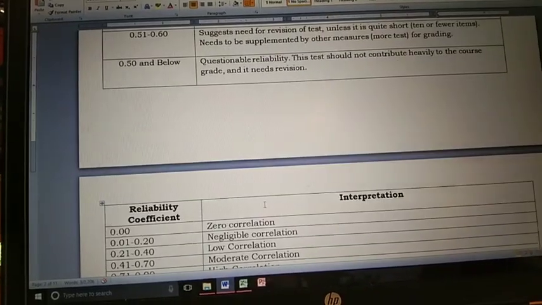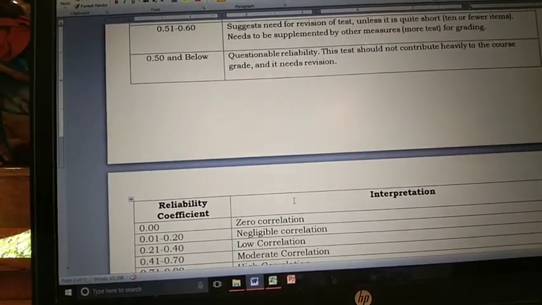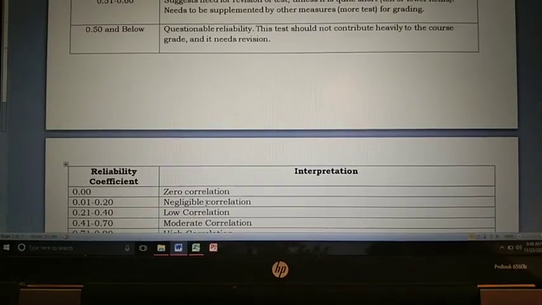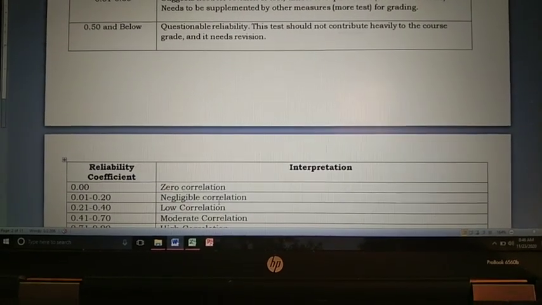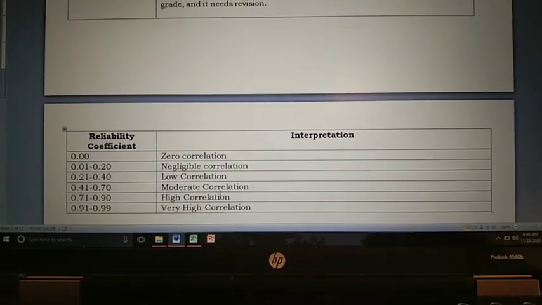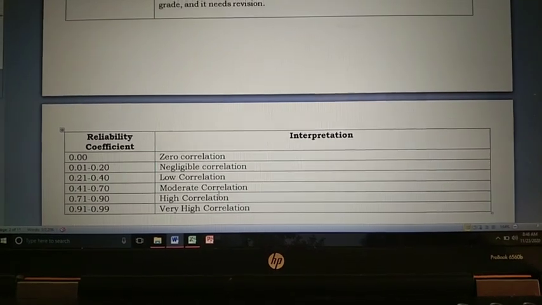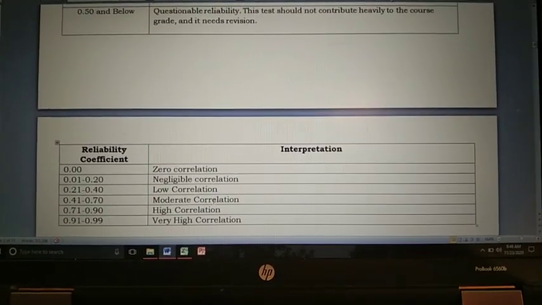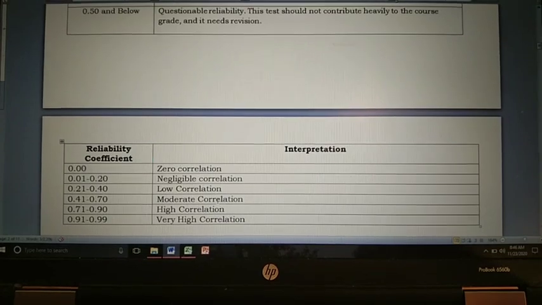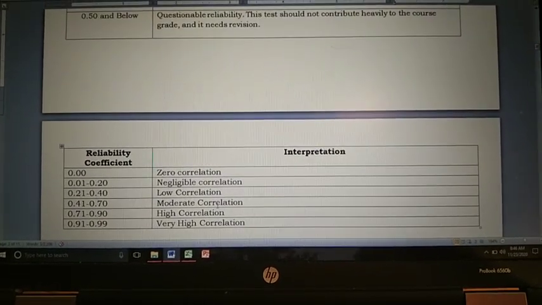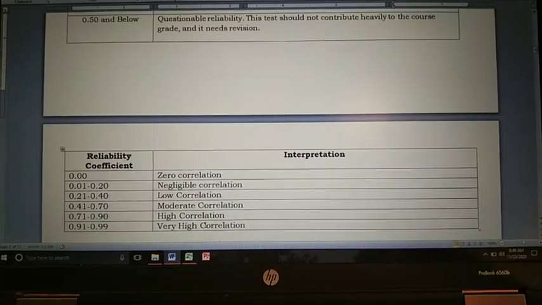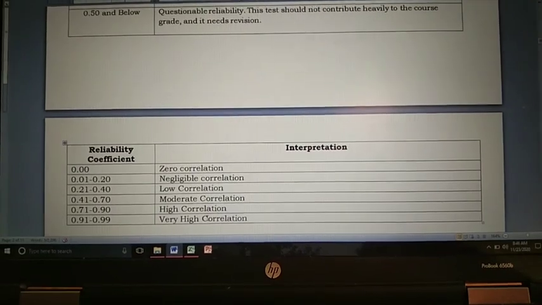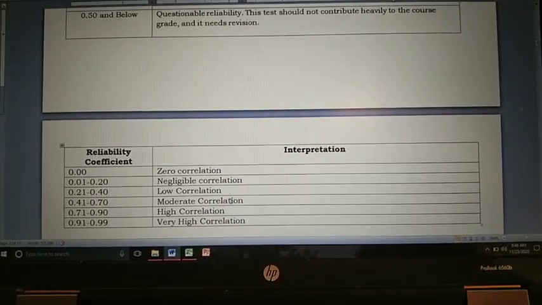Another interpretation of the result: we have the 0.00, that is a zero correlation. 0.01 to 0.20, that is negligible correlation. 0.21 to 0.4, we have the low correlation. 0.41 to 0.70, we have the moderate correlation. 0.71 to 0.90, we have the high correlation. 0.91 to 0.99 is very high correlation.